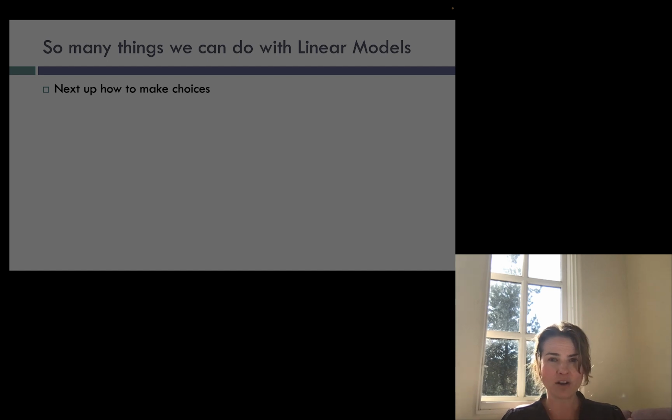But given all of the things you can do with linear models, the most pressing question I think we need to get to today is, how do we make choices about the right linear model for the right circumstances?